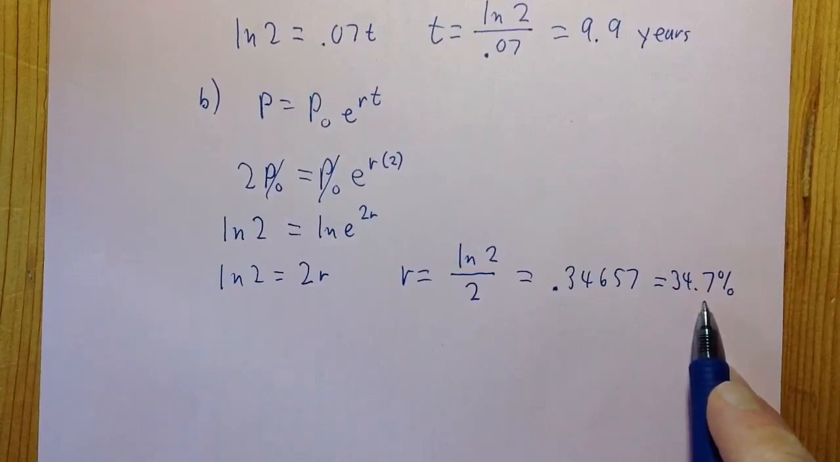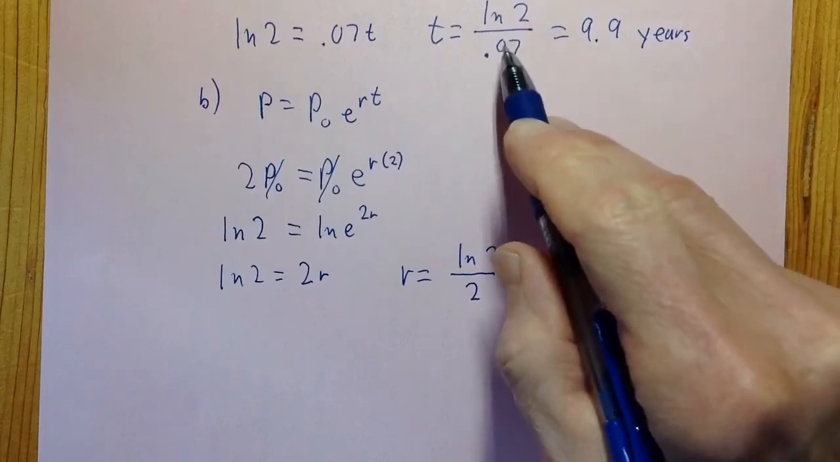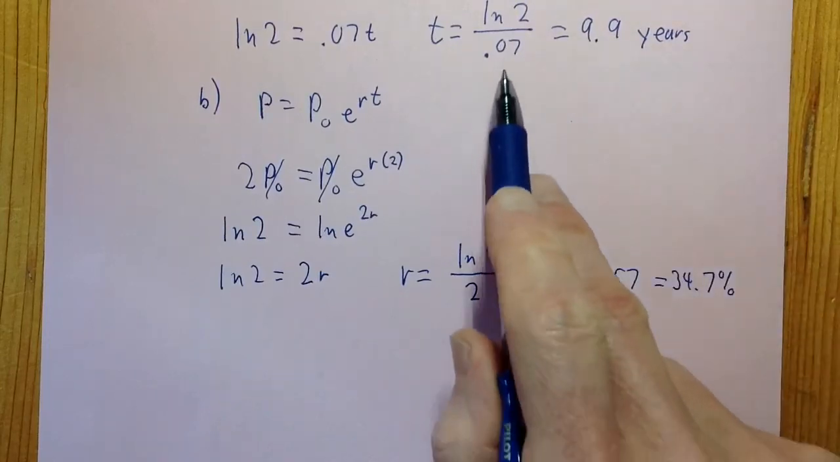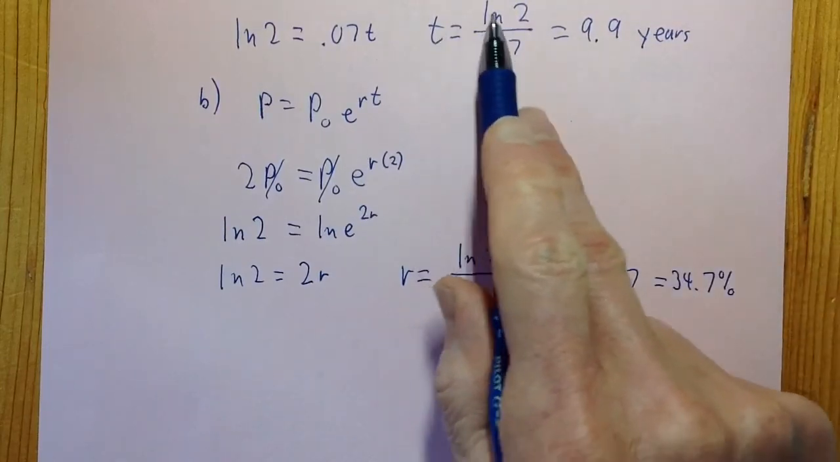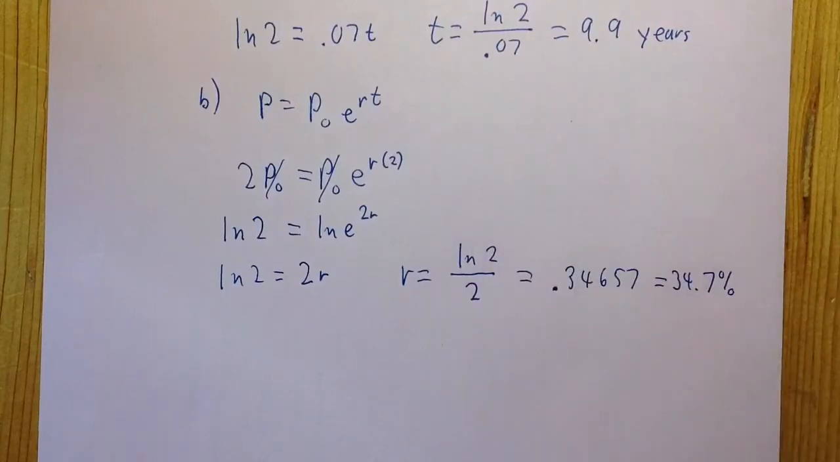Now, we could have used our formula from up here and just solve for the rate. The rate is ln of 2 divided by time. Or we could just start from scratch and do it this way, which isn't that hard to do. Okay, so that's how you do those. Just really simply, again, using the formula.